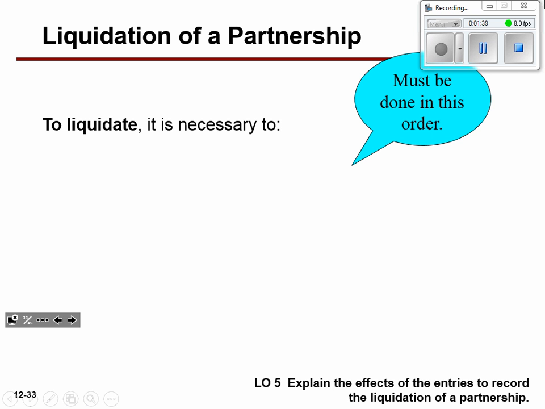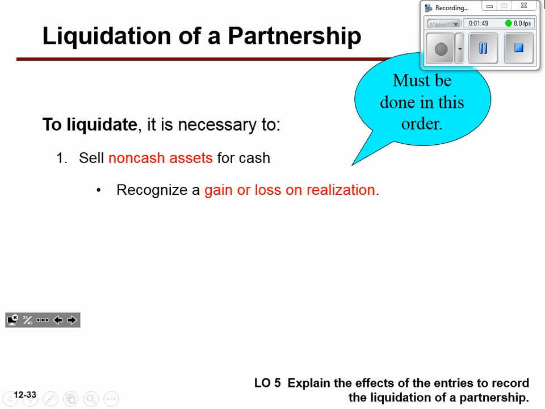To liquidate, there are 4 essential steps, and they have to be done in this order. First, you sell all the non-cash assets to then recognize what's called a gain or a loss on the realization. When we were selling our assets just because they were getting old, like equipment, for example, it was a gain or a loss on the sale. This one's called a gain or a loss on the realization. I know it's kind of a weird way to determine it.